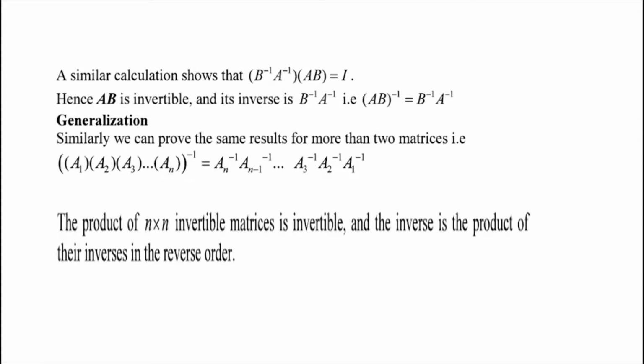It can be generalized: if we have n matrices and we want to find the inverse of their product, we can also obtain it in reverse order as the product of the inverses of each matrix as shown here. And at the end we conclude that the product of invertible matrices is invertible and the inverse is the product of their inverses in the reverse order.